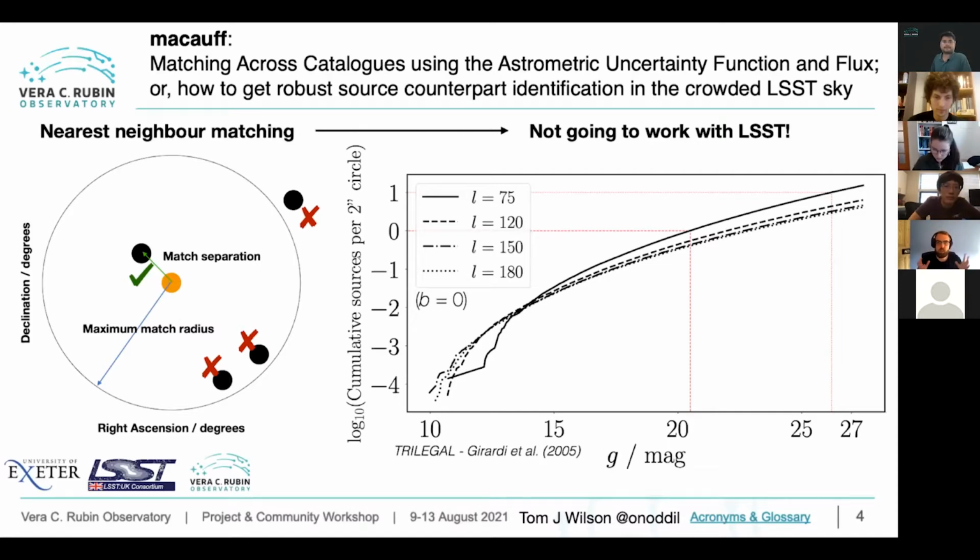Okay, hello everyone. I assume you can hear me. Everything's gone fine. My name is Tom Wilson, and today I'd like to talk to you about our catalog cross-matching service we're providing through the LSST UK consortium, macauff.